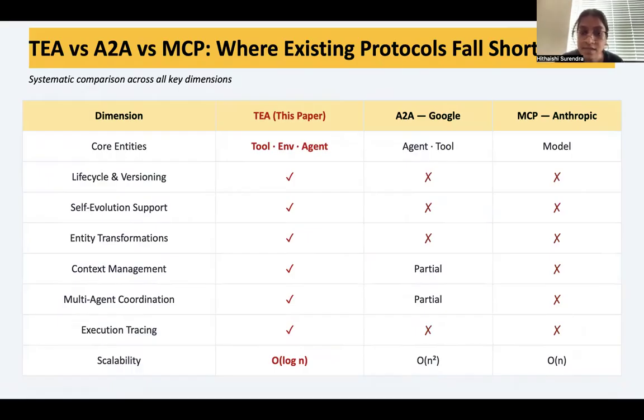This is basically how T compares to A2A and MCP side by side. And I think it's pretty clear that T is the only one with life cycle management, self evolution support, entity transformation, and proper context management. The scalability difference here is also very significant. T achieves big O of log n coordination cost versus big O of n squared for A2A's flat peer-to-peer model.